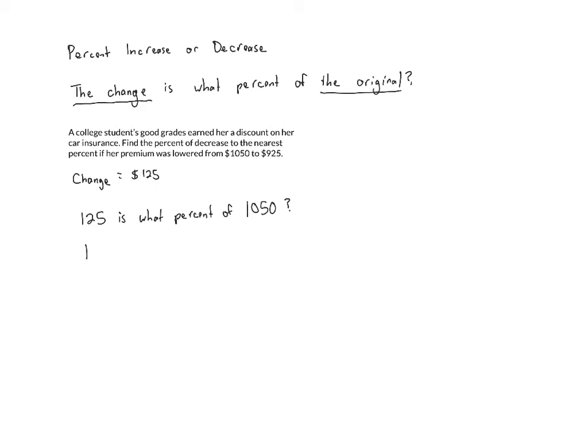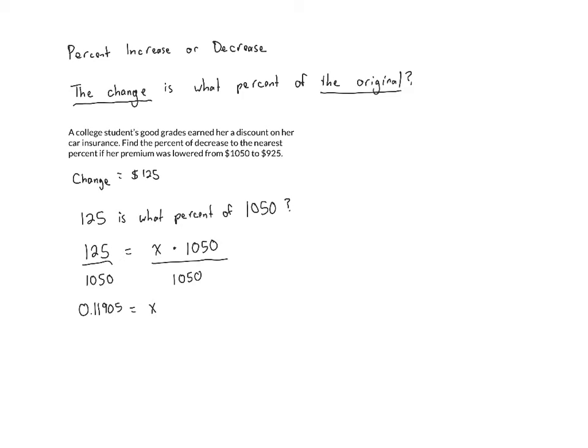Converting this into an equation, we get 125 equals what percent, we don't know, so that's x, times 1,050. To get x alone, we need to get rid of that 1,050, and we're going to do it by dividing both sides by 1,050. On the right, that leaves us with x by itself. On the left, when we divide, we get approximately 0.11905. I'm just going to round. This is more digits than we're going to need in the end, but I'd rather have more digits than fewer.